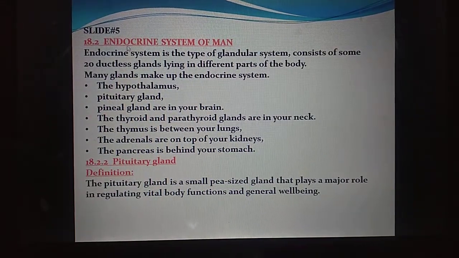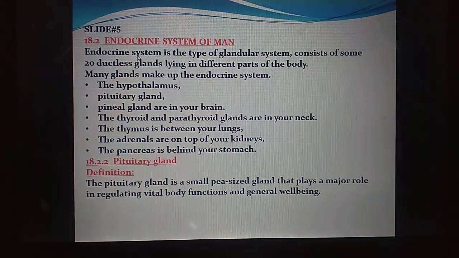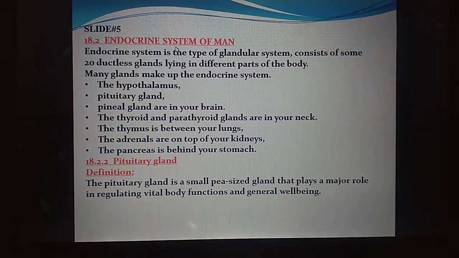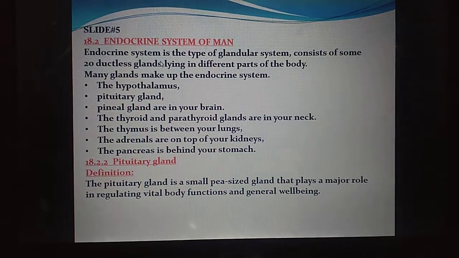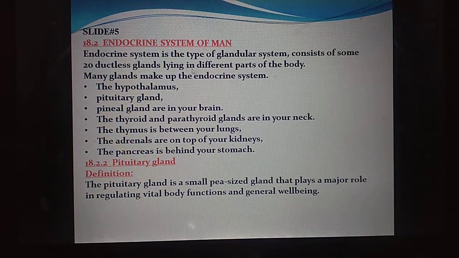After that, we have to define what the endocrine system of man is, because our main concern here is that chemical coordination is brought about by a very important system called the endocrine system, right? So what is the endocrine system? The endocrine system is a type of glandular system which consists of some 20 ductless glands lying in different parts of the body. Many glands make up the endocrine system. Let's see some of them given here.